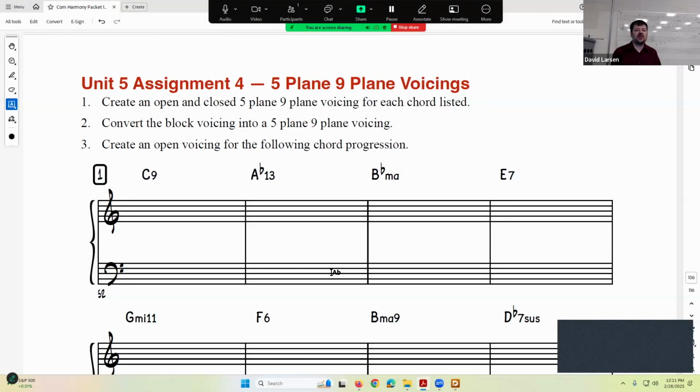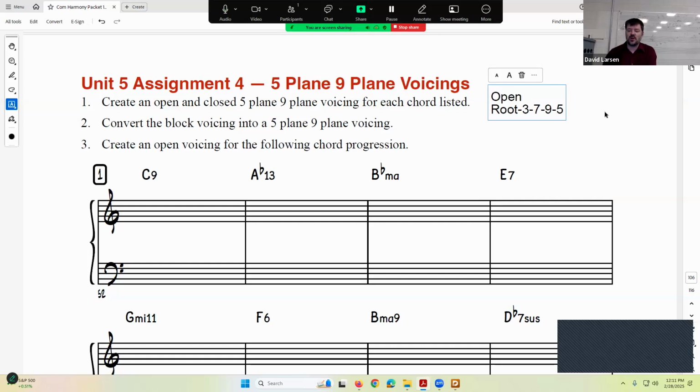Final assignment for this video session. Assignment 4: create an open and closed 5-plane 9 voicing for each chord listed, okay? So remember, the open voicings would be root on the bottom, then you would have 3-plane, followed by 7-plane, followed by 9, followed by 5. And let me just be clear, these are the open.